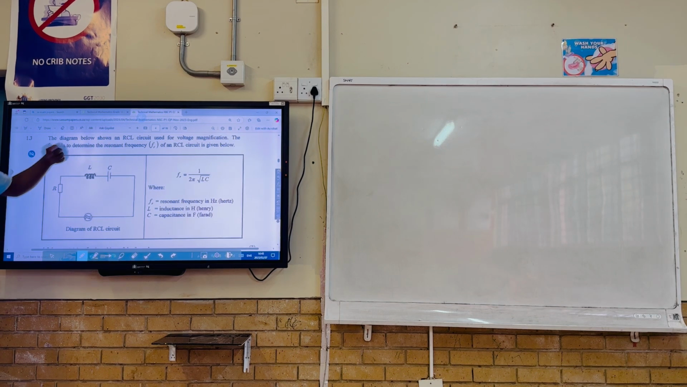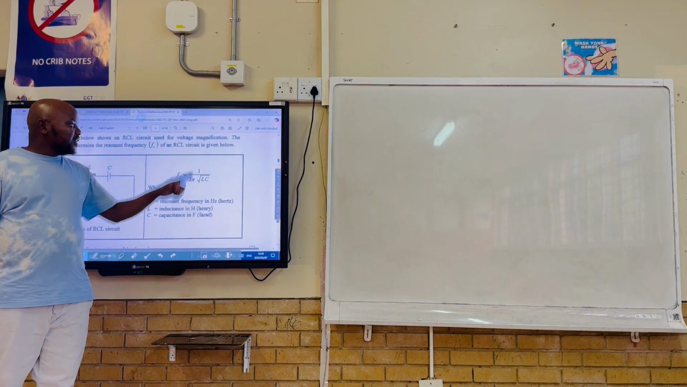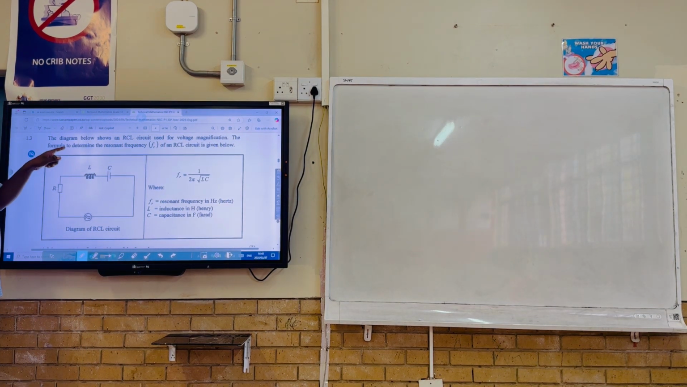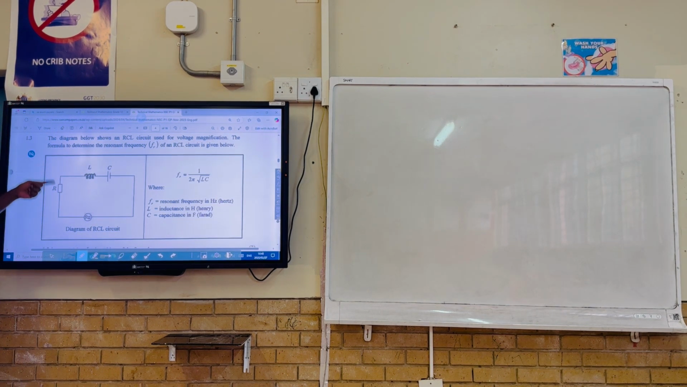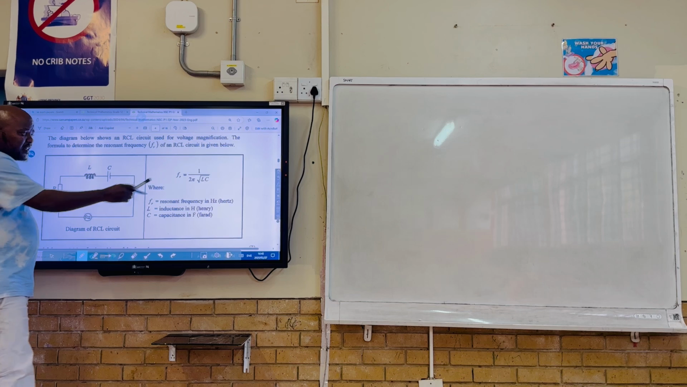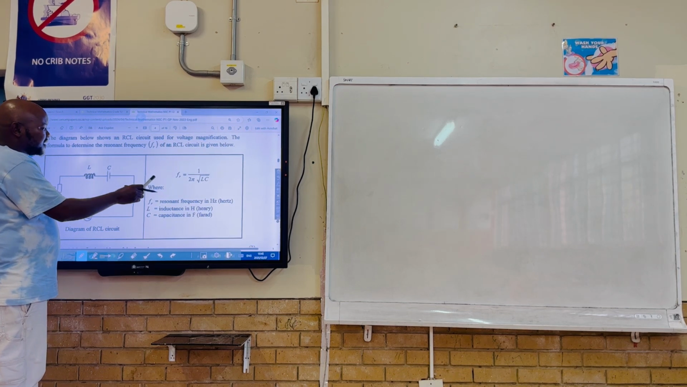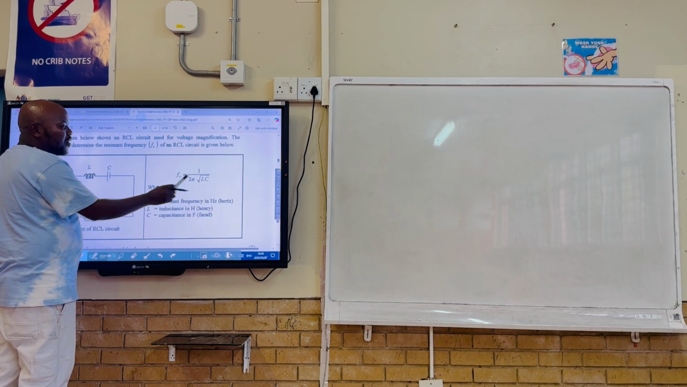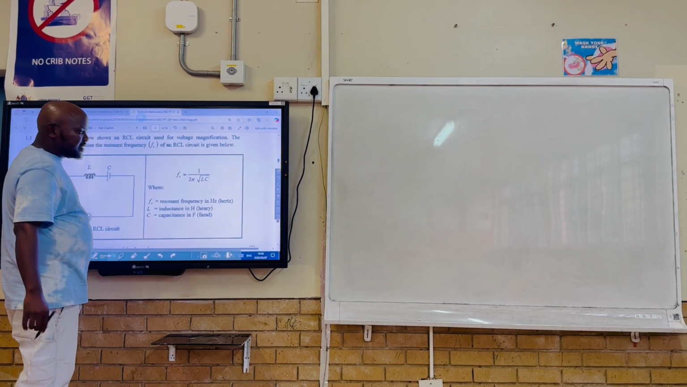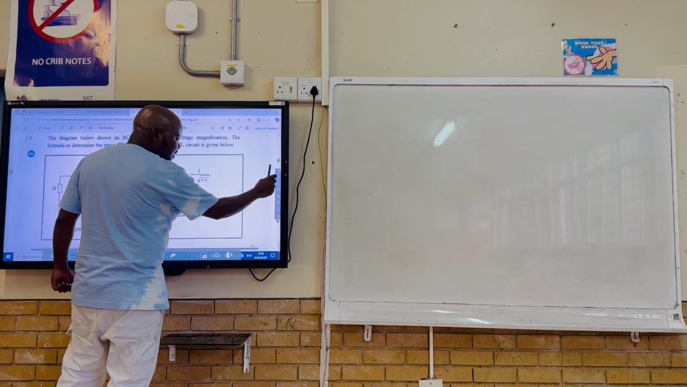the diagram below shows an RCL circuit used for voltage magnification. The formula to determine the resonance frequency of an RCL circuit is given below. This is our RCL circuit, given there as our diagram. The frequency of the RCL circuit is equal to 1 divided by 2 pi RCL.